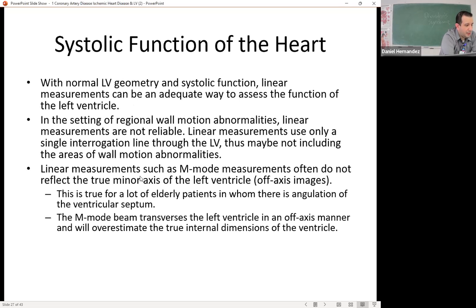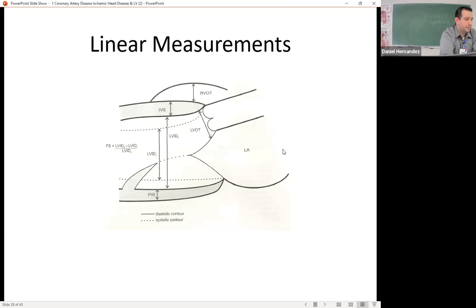And also remember, linear measurements such as M-mode measurements often do not reflect the true minor axis of the ventricle. So oftentimes these measurements can be off axis, particularly in elderly patients that have a steep heart. This slide just shows, again, our typical linear measurements that we obtain during systole and diastole that we're practicing here in the lab.